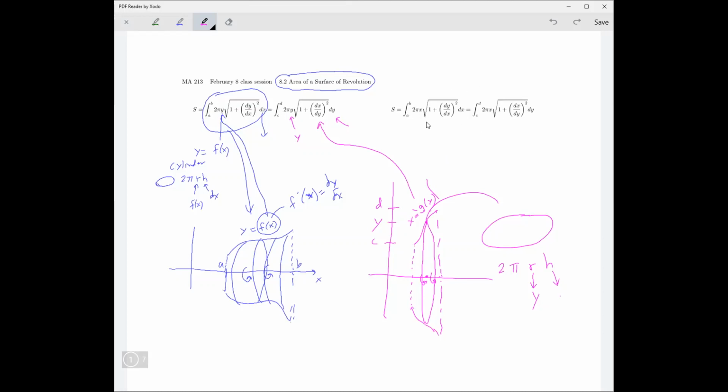And then these two formulas here are for when you're rotating about the y-axis. These two different formulas here depend on whether you have y equals something or you have x equals something.